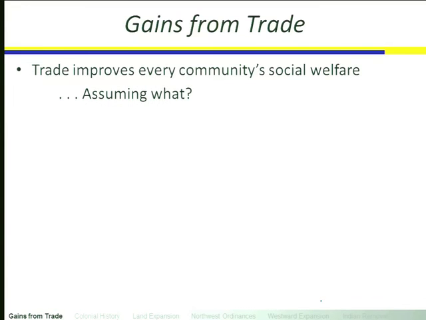Perfect competition. Do we need to assume perfect competition? Yeah. This one we don't need to assume perfect competition. For some model that you solve in 100A, probably so. But for talking about this particular point, about whether trade improves every community's social welfare, whatever kind of form of market, we don't need to worry about it.